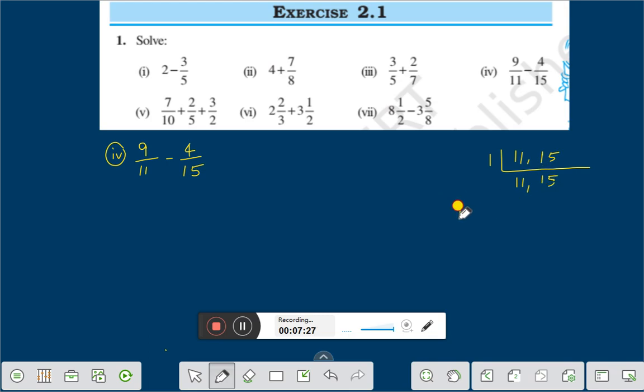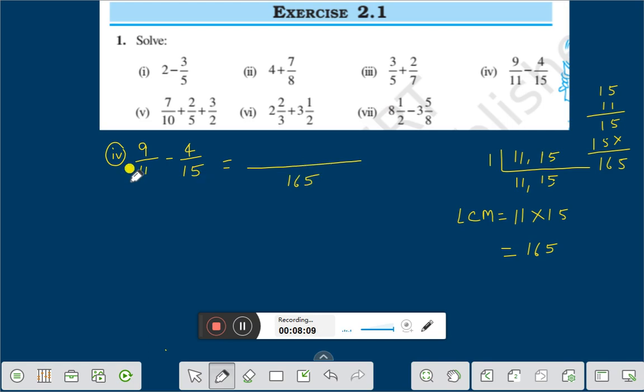Therefore, LCM is equal to 11 into 15. If we multiply 11 into 15, we are getting 5 into 1 is 5, 1 into 5 is 5, 165. That is, we are getting 165 as LCM.